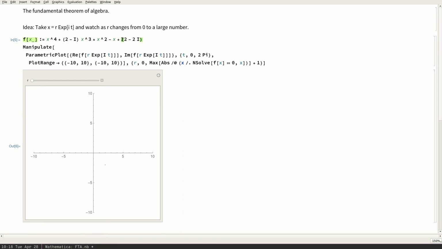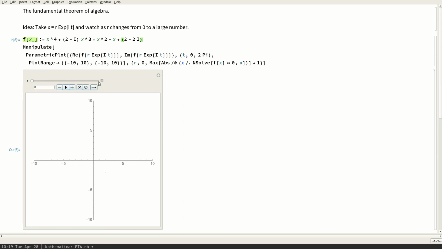What I'm going to start with is a value of r equaling 0. That will give me a value of the function close to 2 minus 2i. So down here at 2 minus 2i. Then, hopefully, as r gets bigger, I will eventually have 4 large circles that encompass 0, 0, and at some value of r, I must pass through the origin. Okay, let's play the video and see what happens.